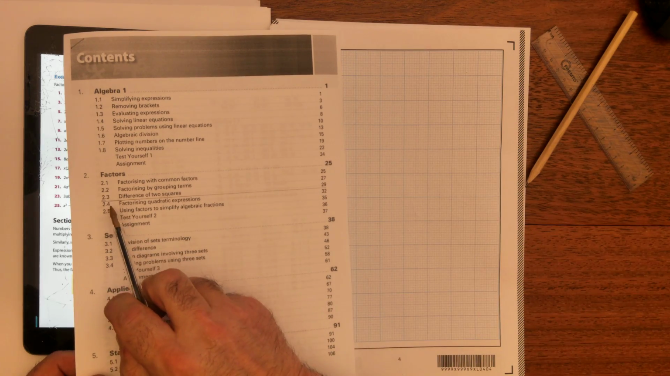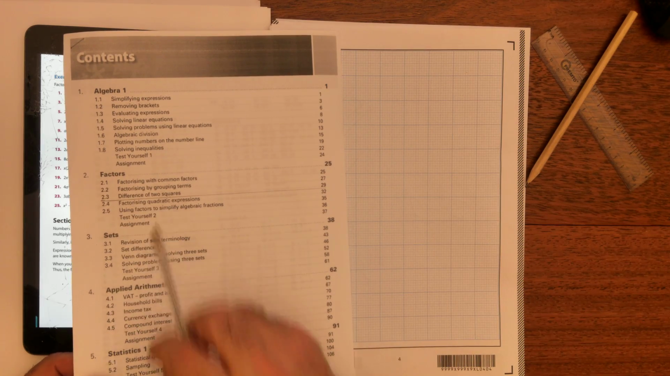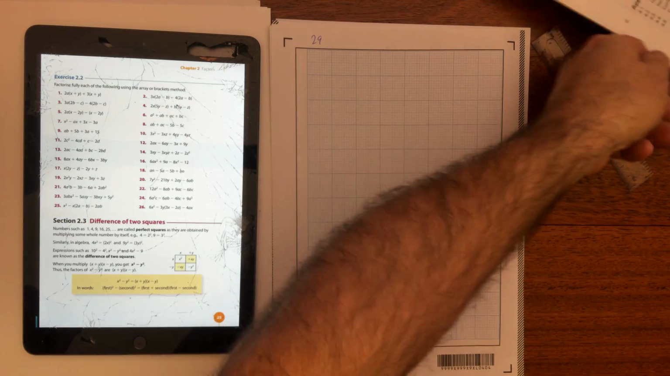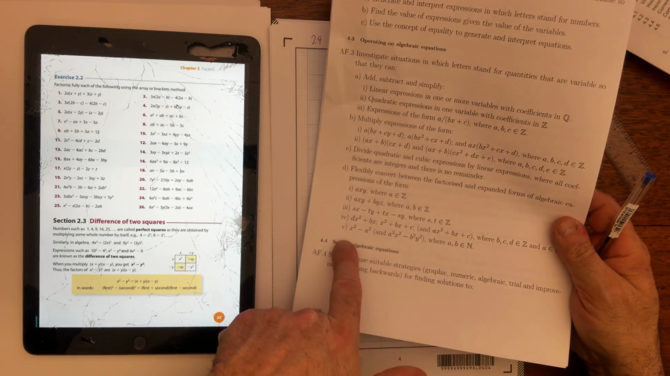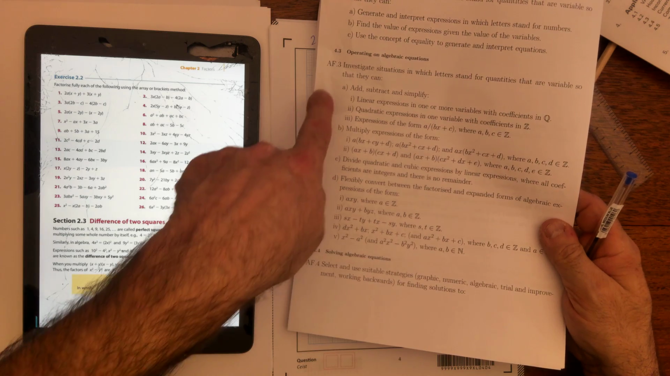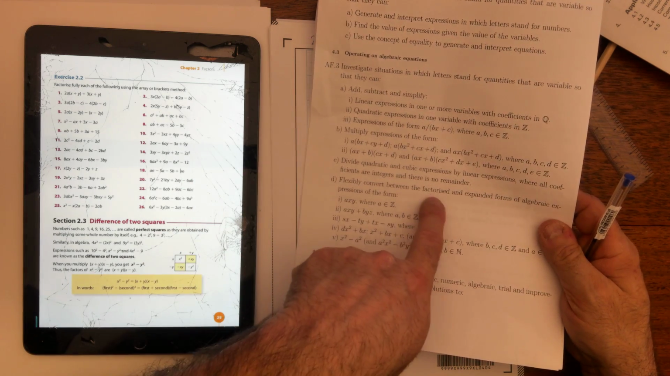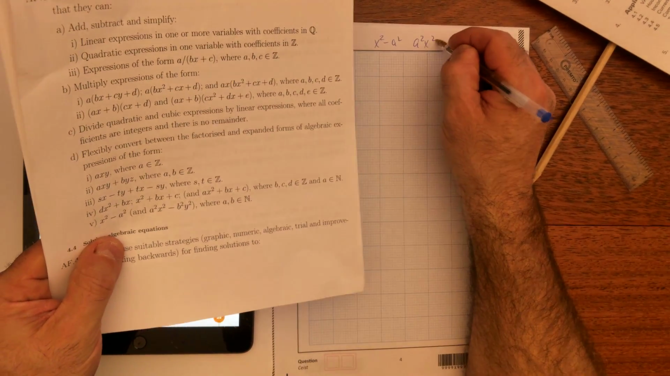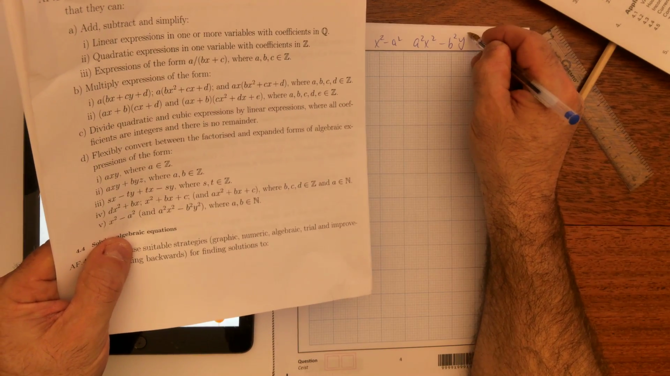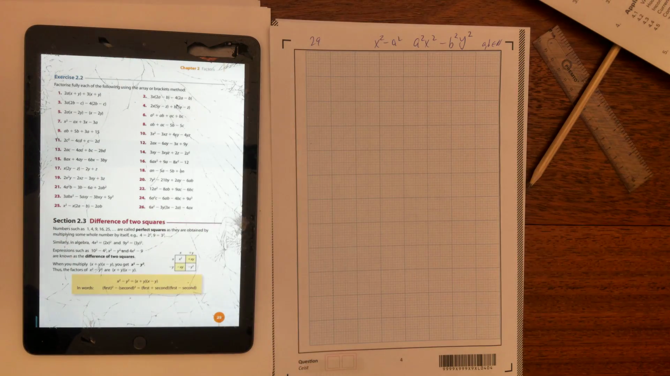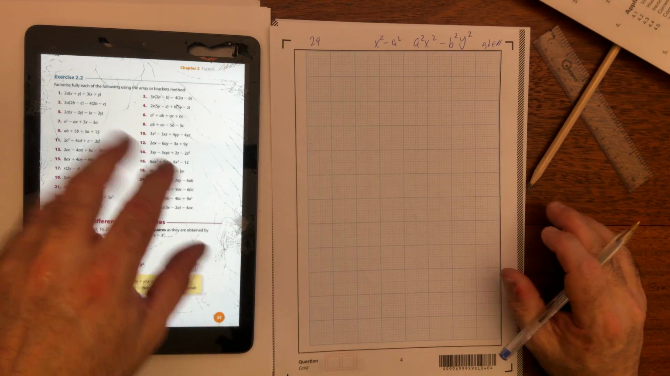Okay, welcome back. We're going to do section 2.3, the difference of two squares, page 29. Where it appears in your spec is at the very end of algebra and function strand 3, in part D, to convert between factorized and expanded forms, and it's down here. They call it x squared minus a squared and a squared x squared minus b squared y squared, where a and b are natural numbers and x and y are variables. So we'll be doing all of that during the course of this lesson.